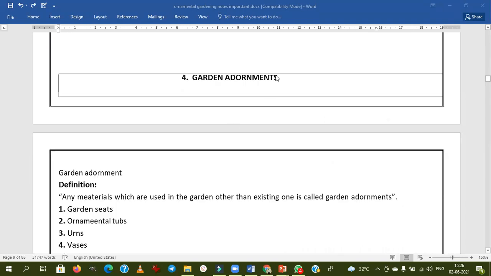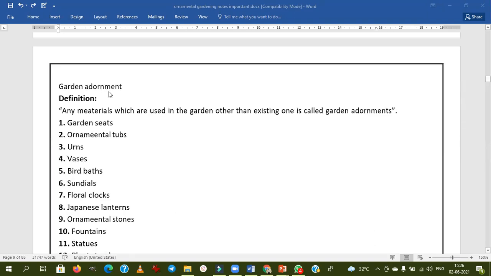Further, we will discuss some of the important objectives with respect to your competitive exams. Garden adornments. These are also some of the important expected questions in your examination. Garden adornment means what? Any material which can be used in the garden other than the existing ones. Existing ones means annuals, biennials, tree species. Other than these, any materials used in the garden are called garden adornments.